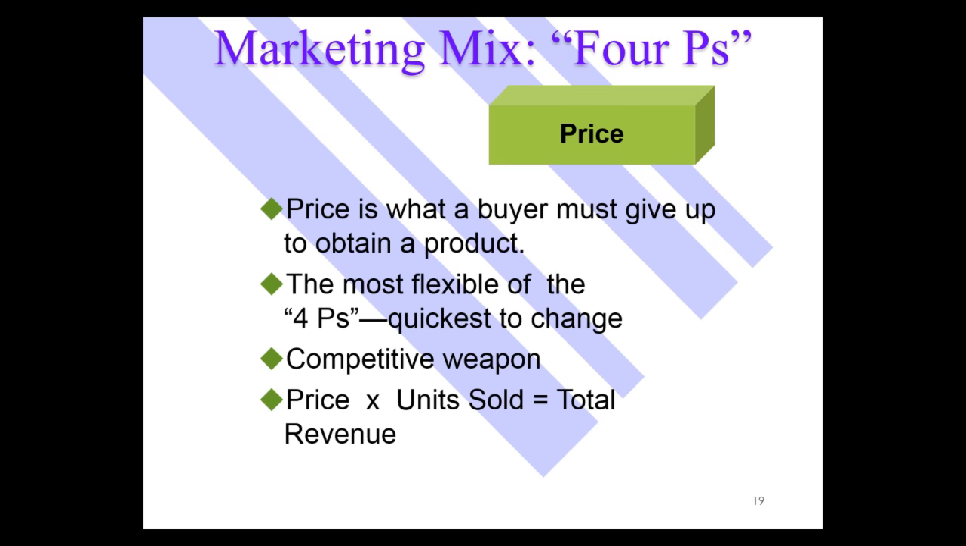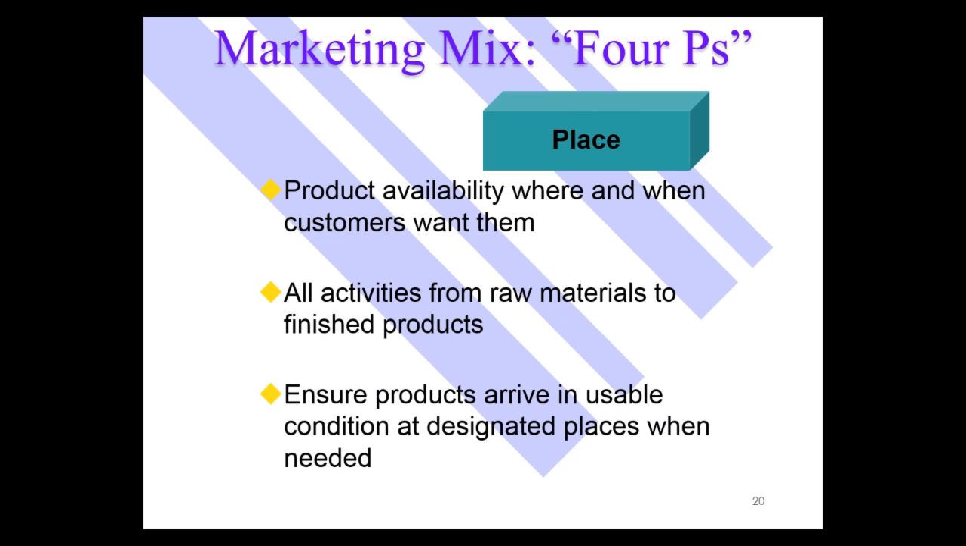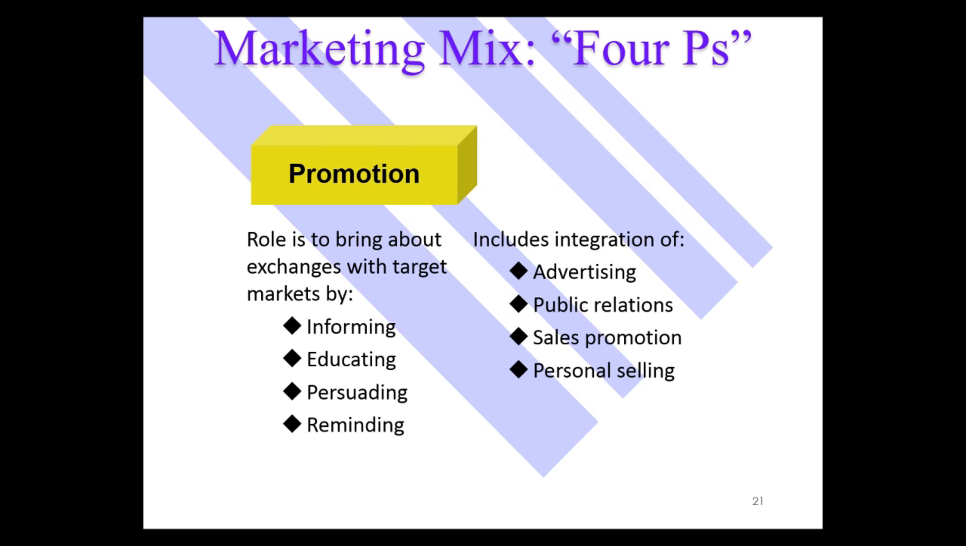Place or distribution is where the product is available. So place, product availability, where and when customers want them. It's the value all the way from raw materials to the finished products. And then finally, promotion, getting people to know about it. And that is advertising, public relations, sales promotion, personal selling, and so on.